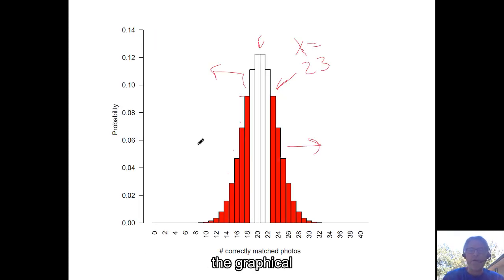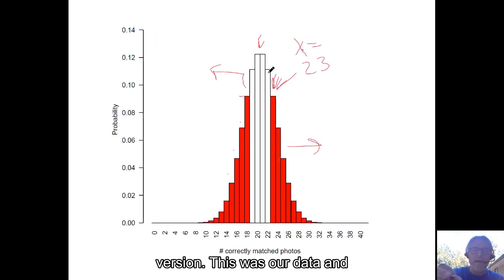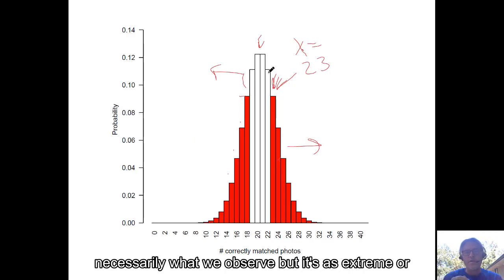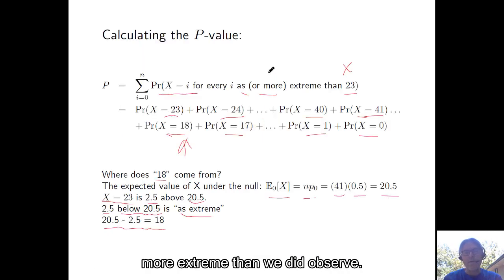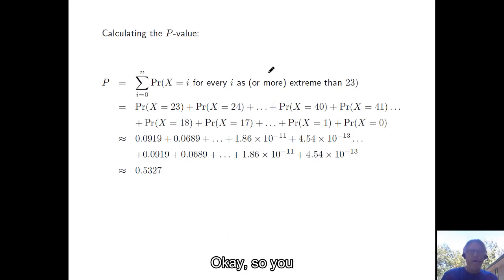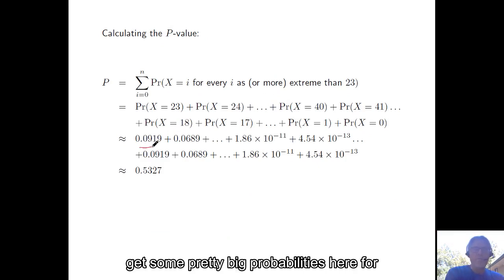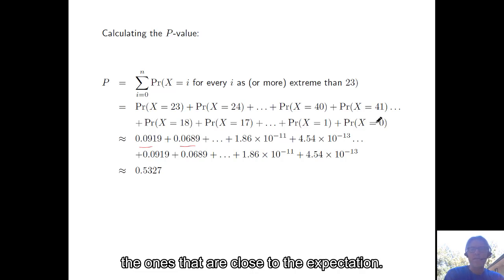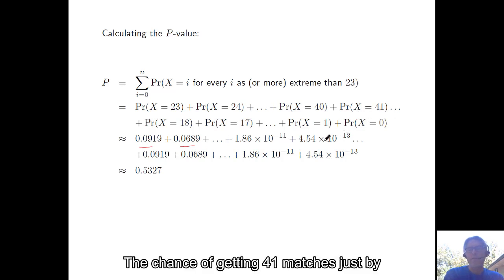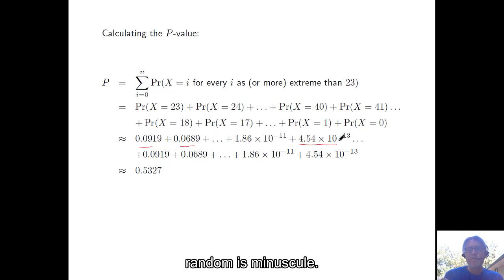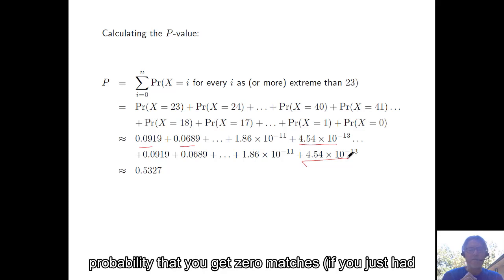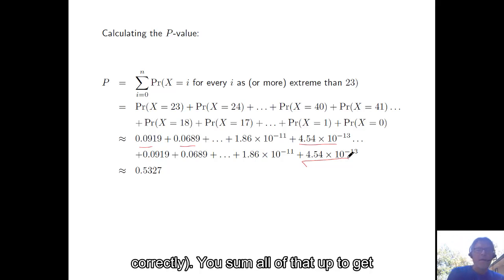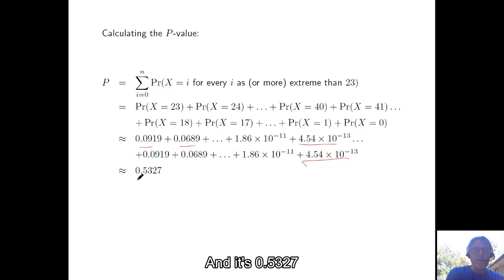So just going back to the graphical version, this was our data, and everything that's shown as red is not necessarily what we observed, but it's as extreme or more extreme than what we did observe. Okay, so you get some pretty big probabilities here for the ones that are close to the expectation. The chance of getting 41 matches just by random is minuscule, or equally minuscule is the probability that you get 0 matches if you just had a half chance of guessing correctly. But you sum all of that up to get the p-value, and it's 0.5327, so over half the time.